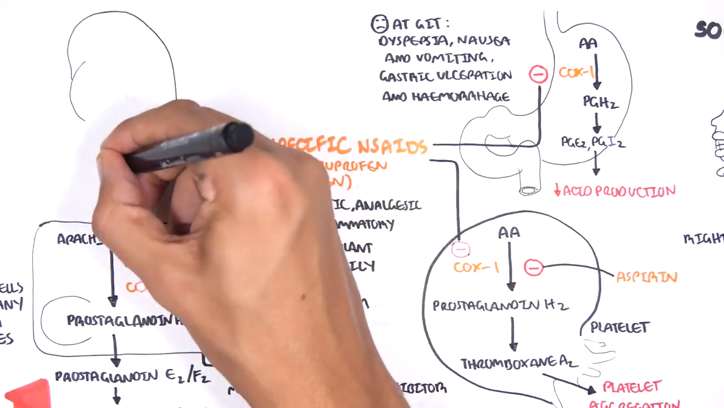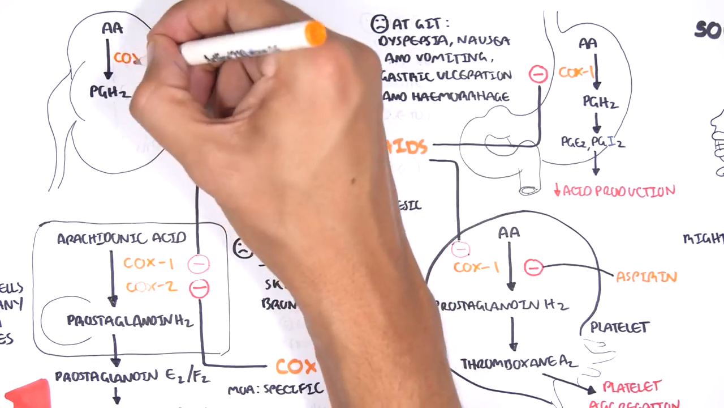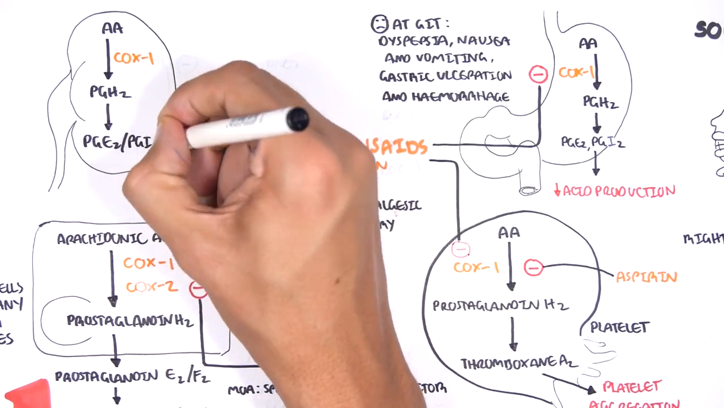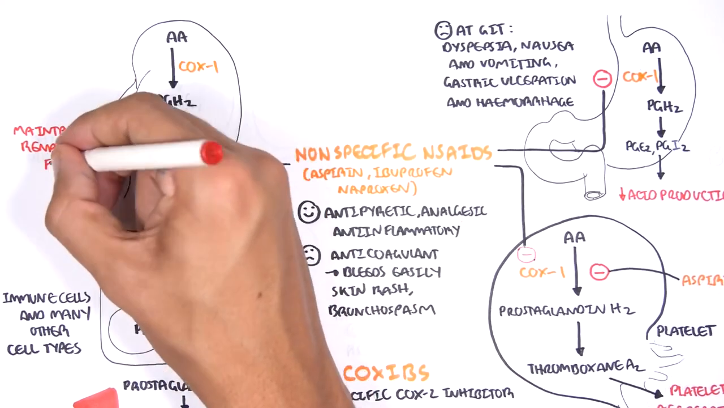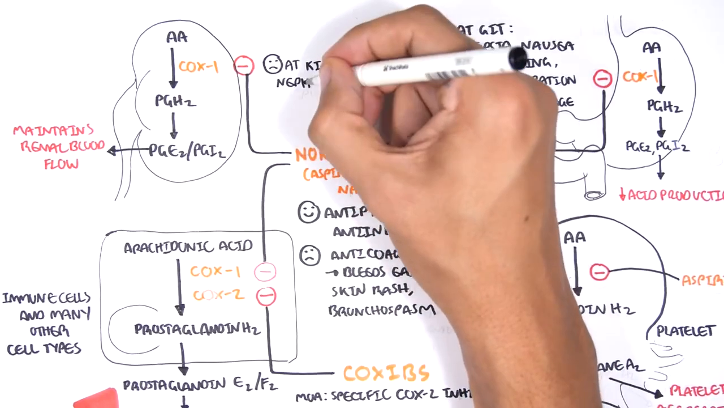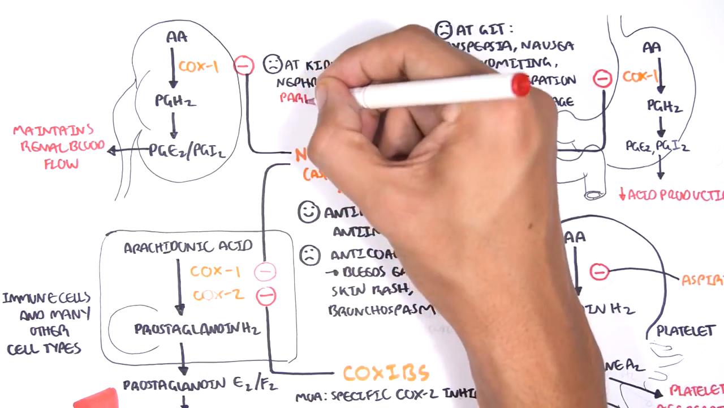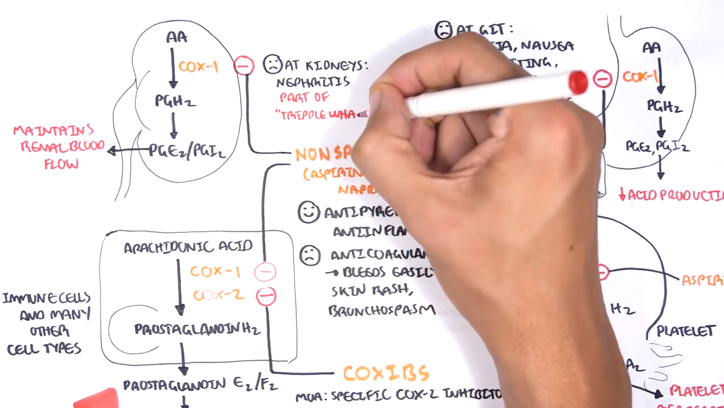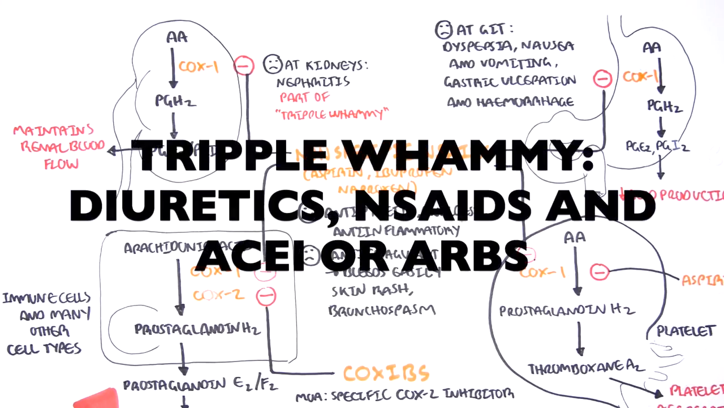In the kidney, COX-1 normally converts arachidonic acid to prostaglandin H2, which then makes prostaglandin E2 and prostaglandin I2. In the kidney, these prostaglandins help maintain renal blood flow. Therefore, NSAIDs can actually cause nephritis and kidney injury. NSAIDs are also one of 3 drugs which make up what's called the triple whammy. Triple whammy is a combination of 3 drugs you do not want to be on, especially if you have some kidney problem. These 3 drugs are diuretics, NSAIDs, and ACE inhibitors or angiotensin receptor blockers.